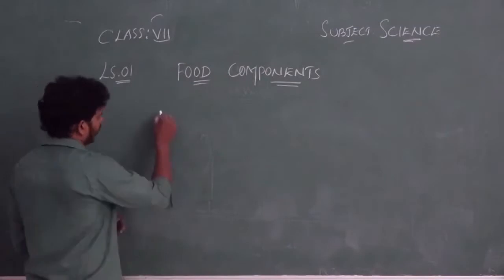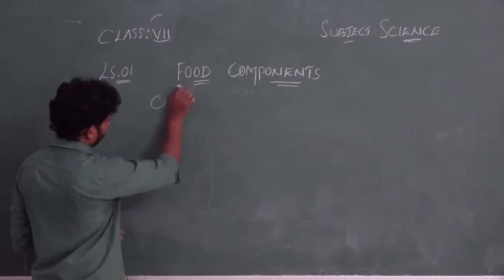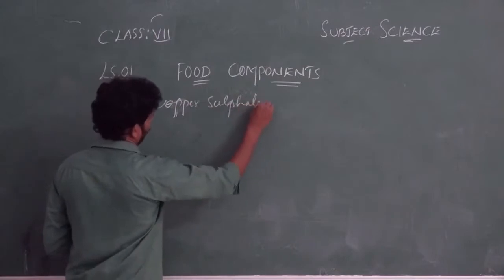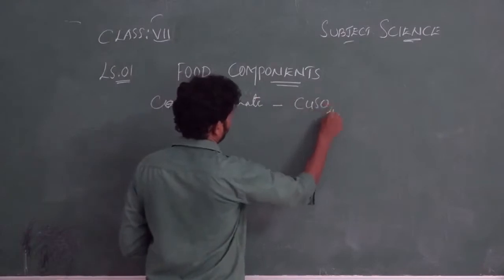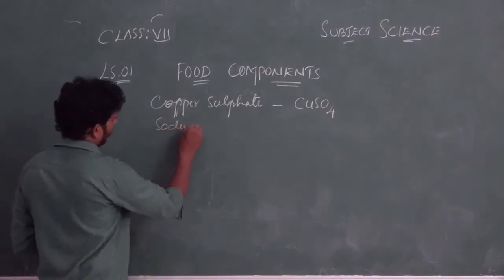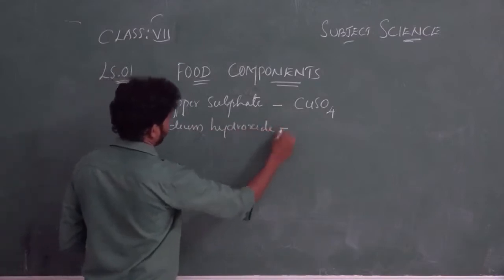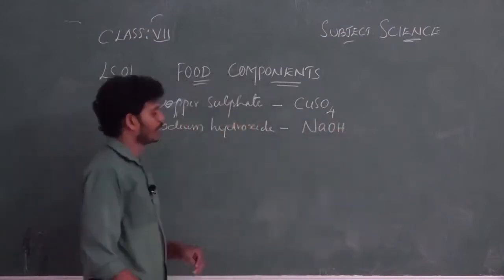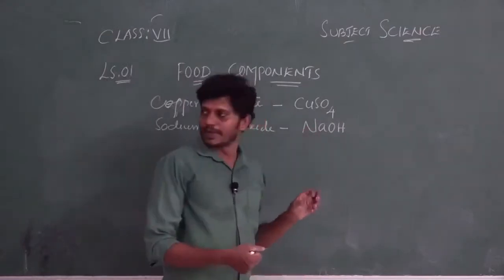Here, first of all, copper sulfate. What is the formula for this? The molecular formula is CuSO4. For sodium hydroxide, the formula is NaOH. Before going into this, I want to give some basic knowledge regarding this.